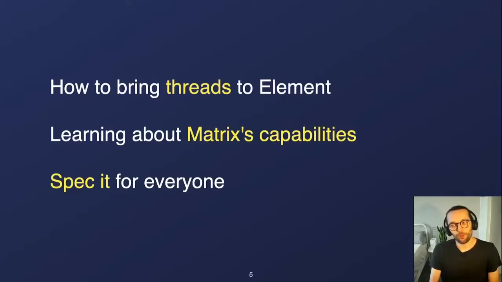And today we'll go over three main topics: how to bring threads to Element, what are the goals of that project, and how can we make it a success. Then we have to look at what Matrix is capable of today, and whether we can build a viable thread experience using what's in the protocol as we speak. And then we have to specify how threads work for everyone to be able to replicate this and build that in their own clients or bridges or any other system that uses Matrix.